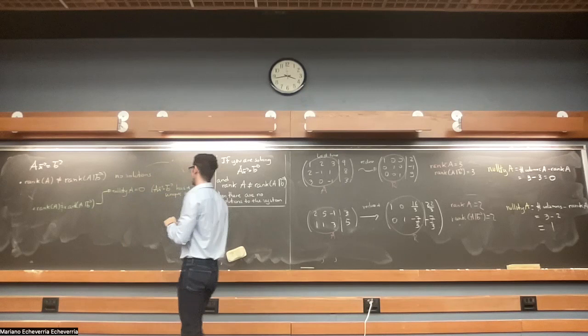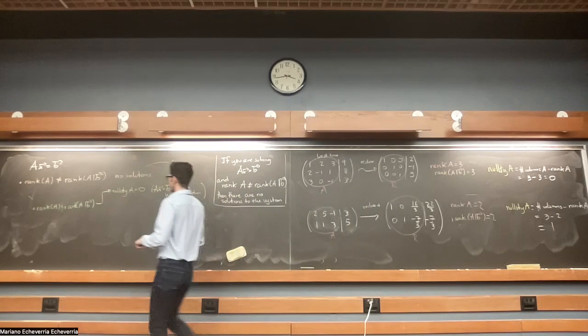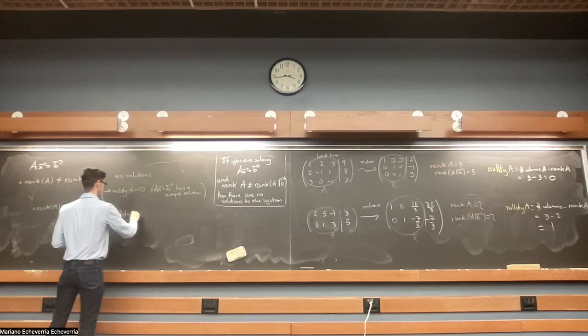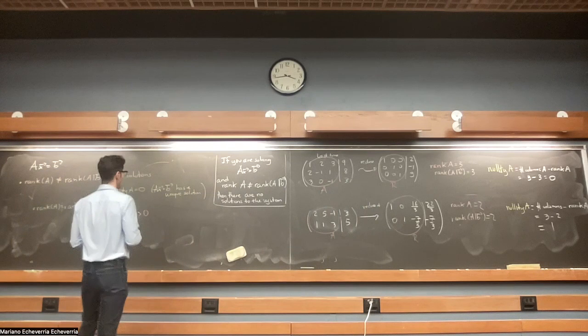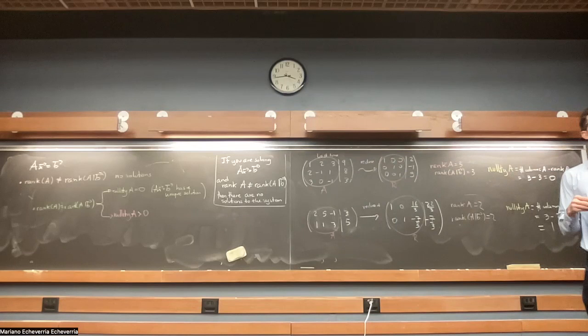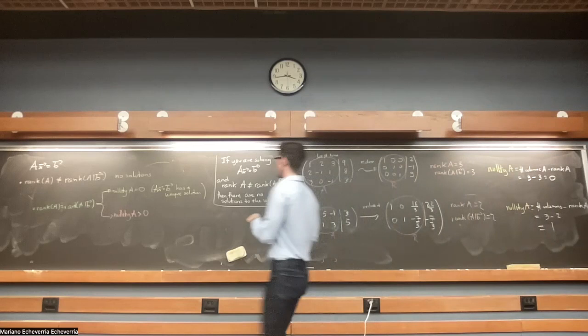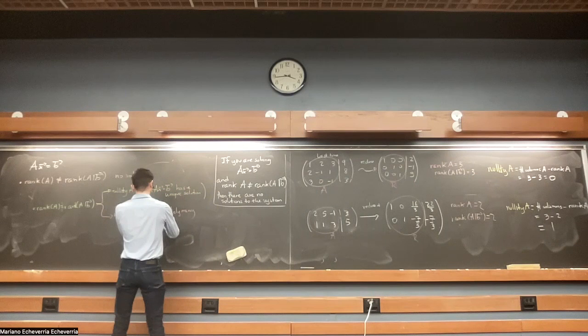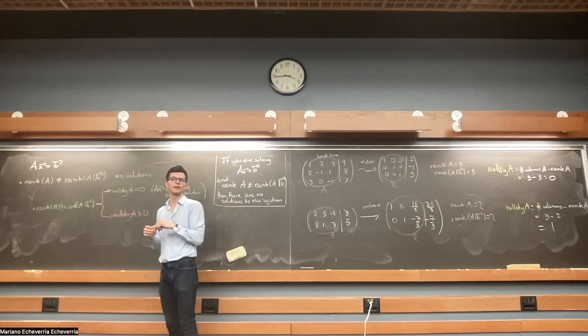And the other one is when the nullity is positive. It's a positive number. And that means that there are infinitely many solutions, and the solutions depend on a number of free variables. So there are infinitely many solutions, and the number of free variables that you get equals the nullity of A.